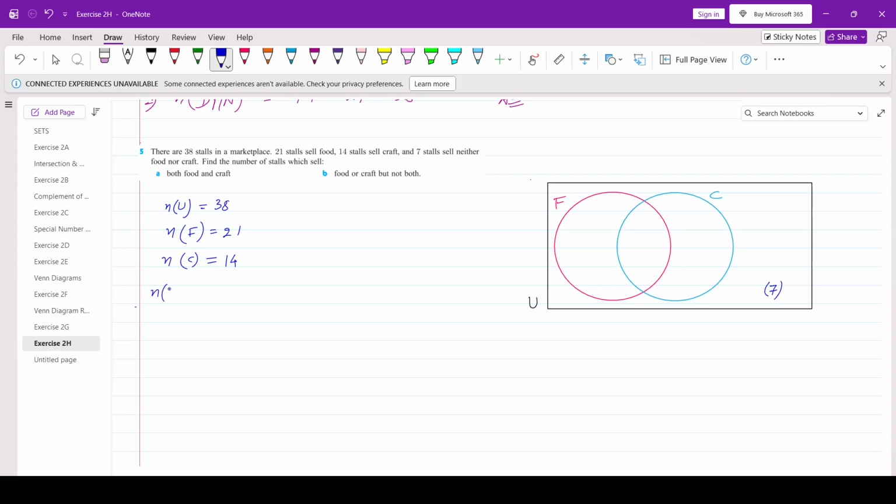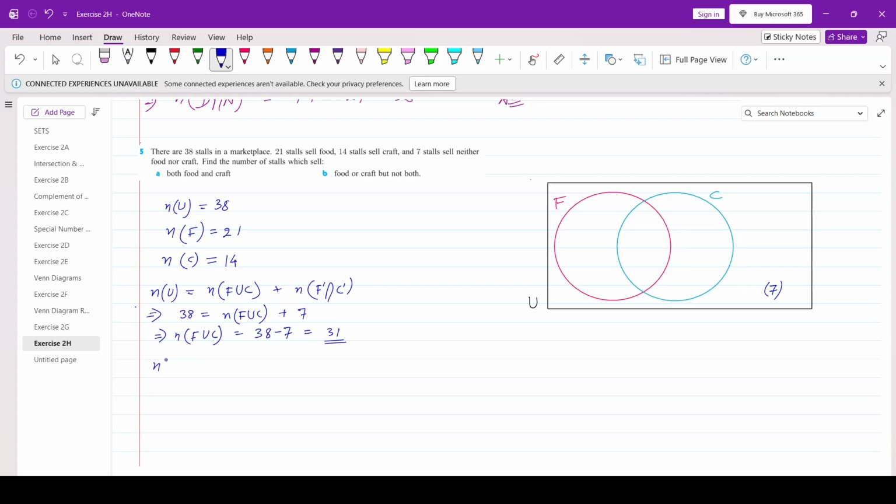Therefore, first, we know the number of elements in the universal set is equal to the number of elements in F union C plus the number of elements in F prime intersection C prime. So that is going to be 38 is equal to number of elements in F union C plus 7, which means the number of elements in F union C is equal to 38 minus 7. That will be 31. So now we know the number of elements in F union C.